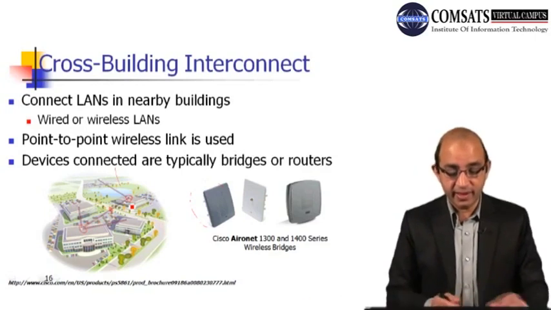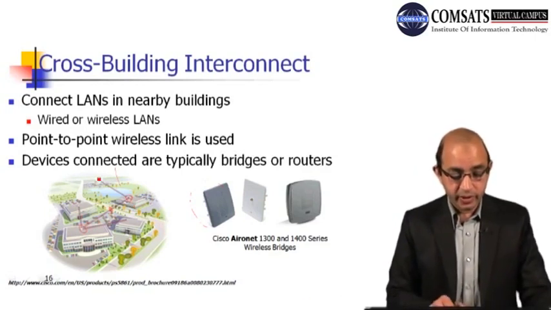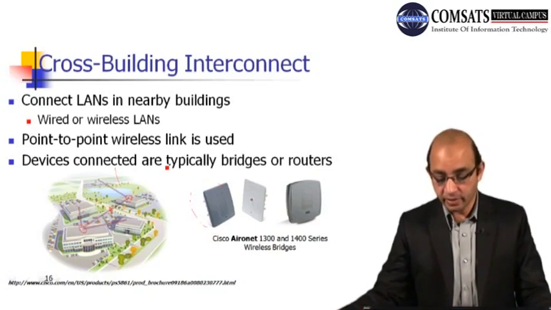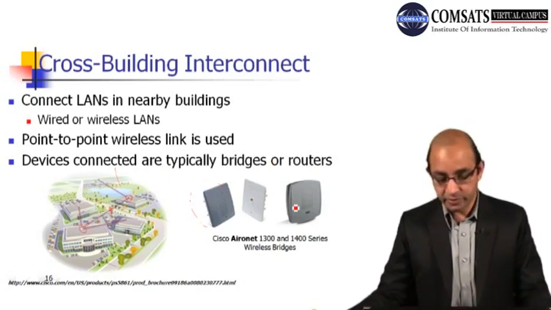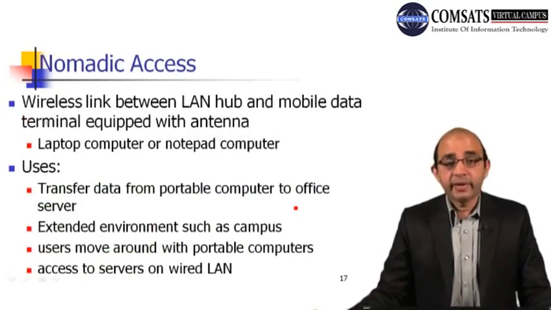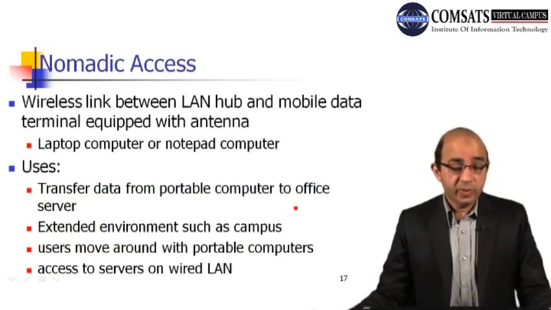So a point-to-point wireless link is used. Connected are typically bridges or routers. We can also have bridges and routers because those access points also act as routers and bridges. So here is the mobility, nomadic access.